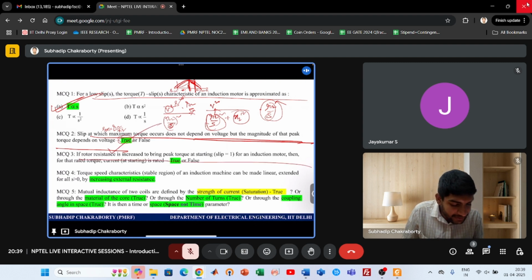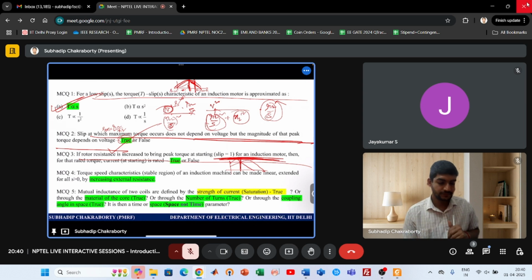Similarly, if rotor resistance increases, so what we do is we increase rotor resistance. For the same value of voltage, you get different peak torques, right? But the slip at which maximum torque occurs will change. Maybe like this, but the value will be the same, because you are only increasing the resistance, but voltage is still the same, right?